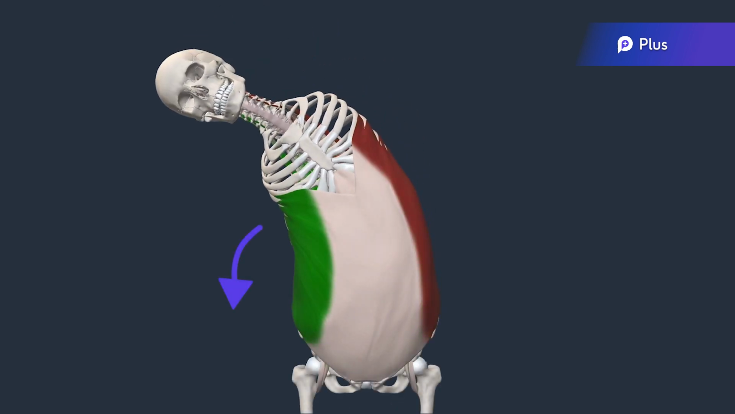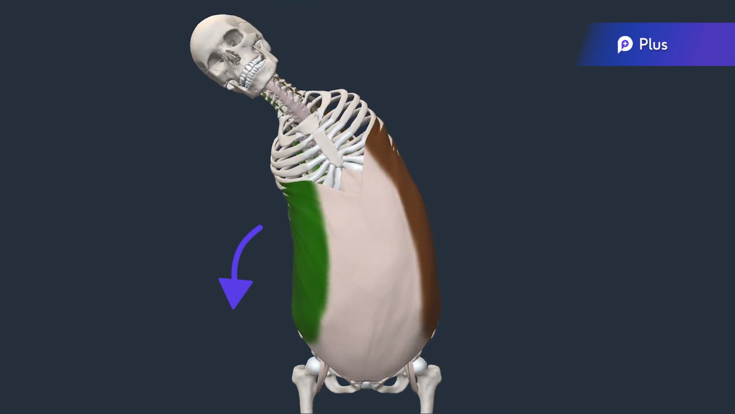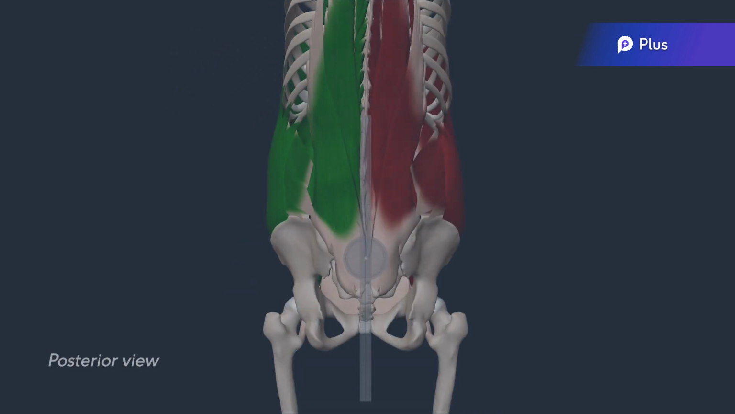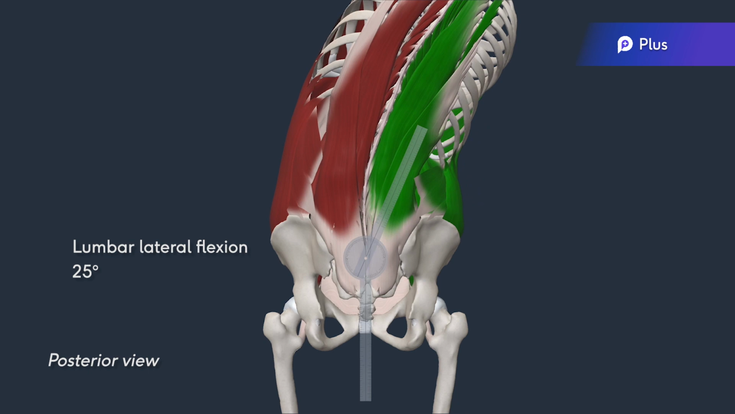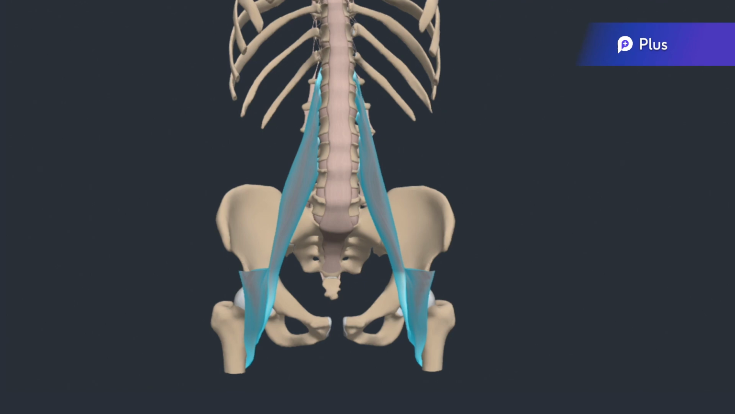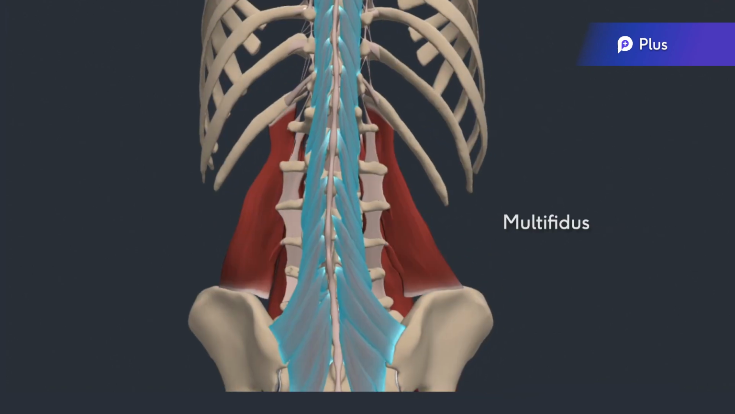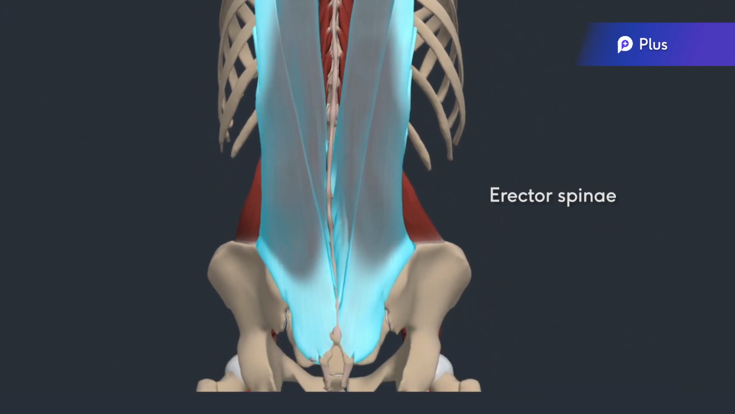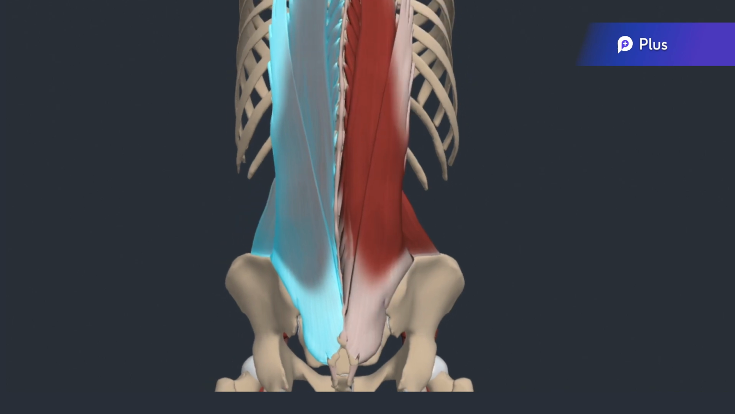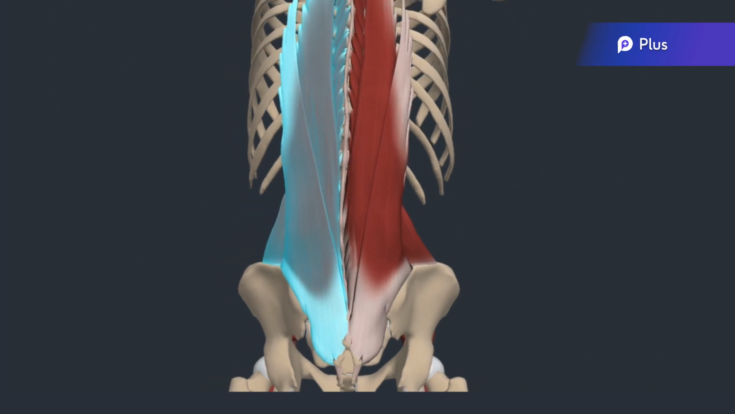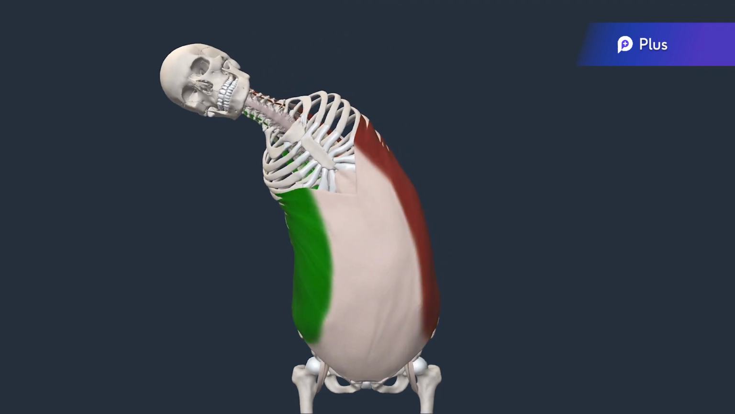The next movement is lumbar lateral flexion, where you bend to either side through the lower back. Here we can see it overlaid with the goniometer, showing a normal lateral flexion range of around 25 degrees. Most of these muscles we have already discussed, as they are also involved in lumbar flexion or extension. All of the psoas major, quadratus lumborum, multifidus, and erector spinae assist in ipsilateral flexion when acting unilaterally. The other major lateral flexors of the lumbar spine are the internal and external obliques in the abdominal wall, which will be discussed later. Let's look at the movement again.